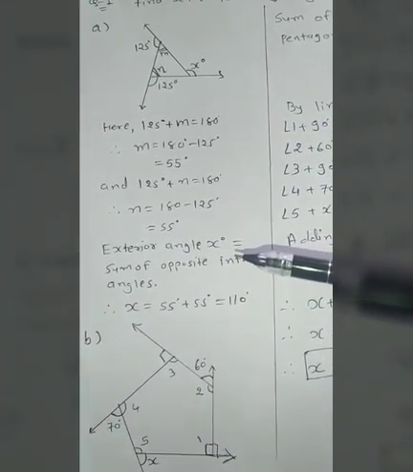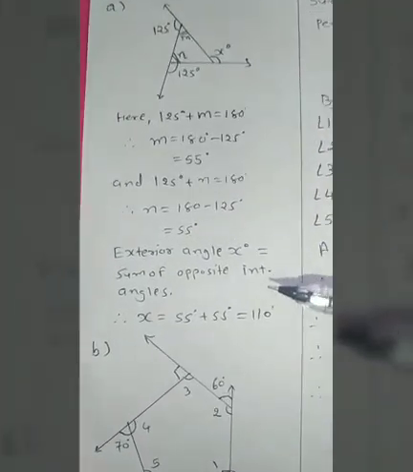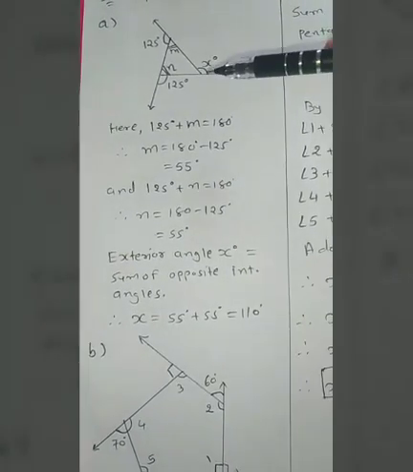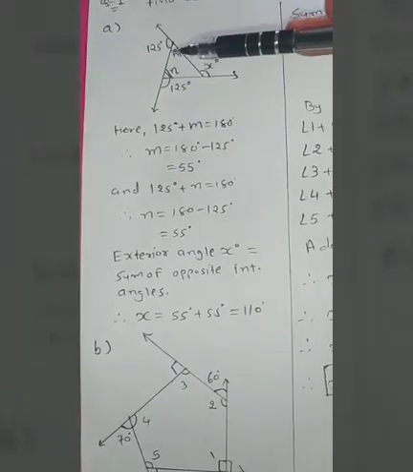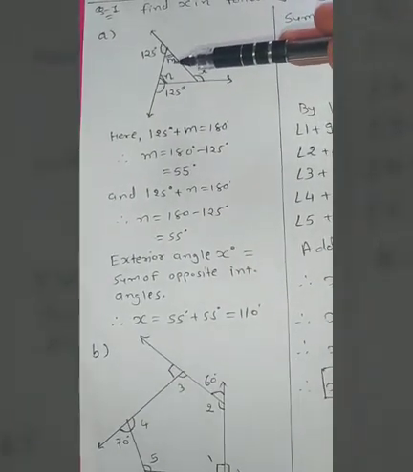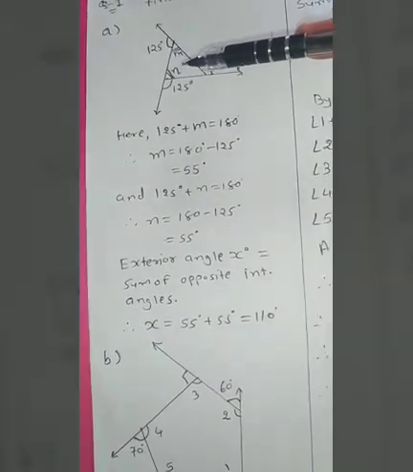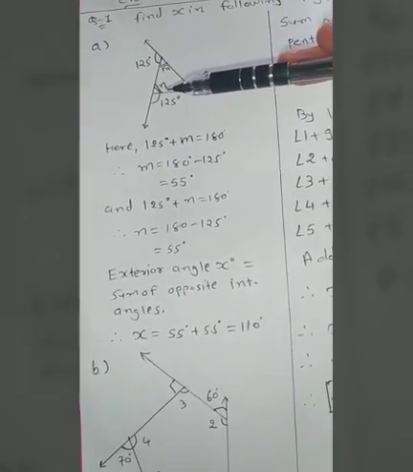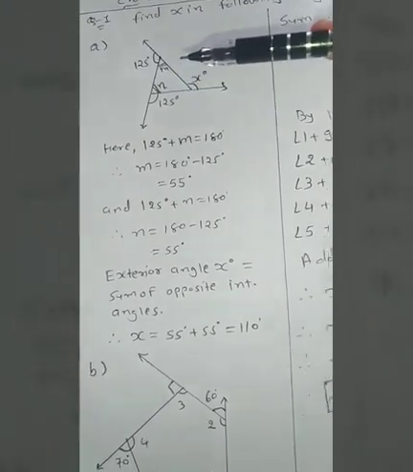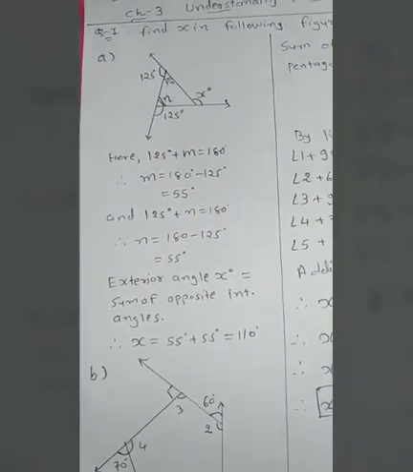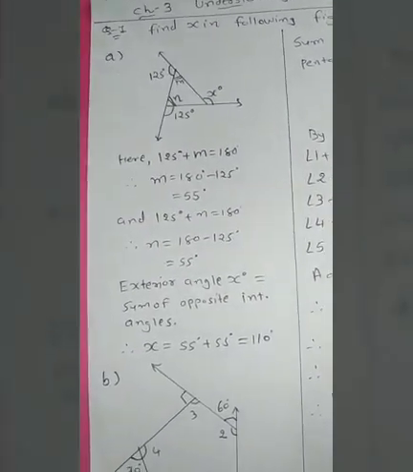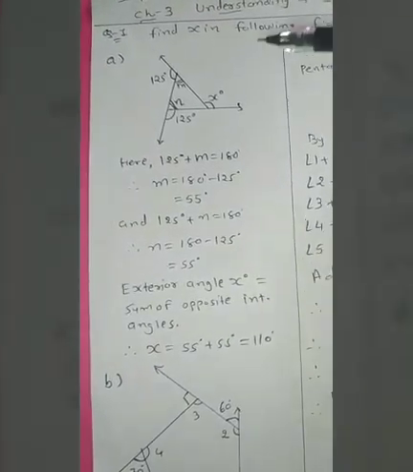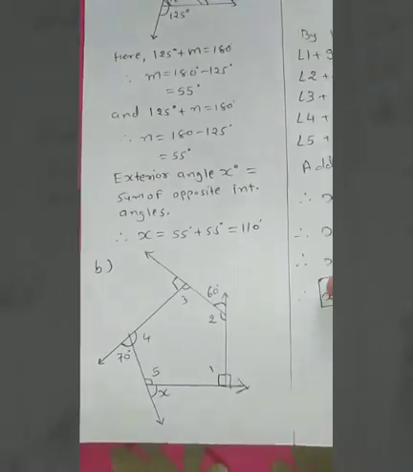So exterior angle x is equal to the sum of opposite interior angles. So x is equal to m plus n. Here I found the values of m and n and put them in this equation. So x is equal to 55 plus 55, which gives 110. In this way, you can solve any equation or find the value of x in a polygon.